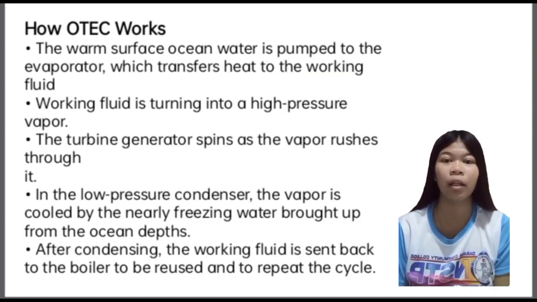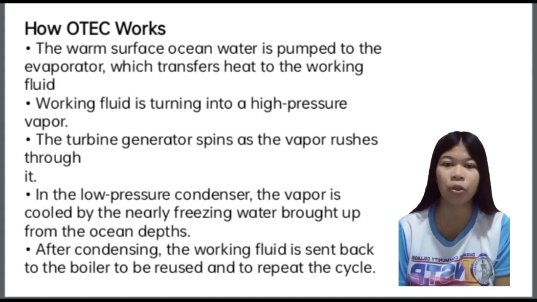In ocean thermal energy conversion, warm surface ocean water is pumped to the evaporator, where it heats up a working fluid, turning it into a high-pressure vapor. This vapor then spins a turbine generator as it rushes through it. Next, in the low-pressure condenser, the vapor is cooled by cold water from the ocean deeps, causing it to condense back into a liquid. The working fluid is then sent back to the evaporator to repeat the cycle.